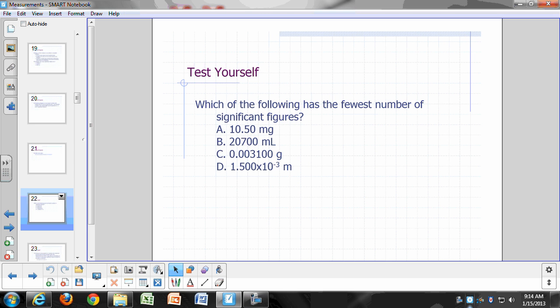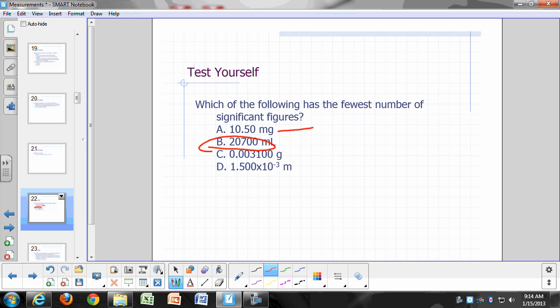So here's a question. Which of the following has the fewest number of significant figures? 10.50, 20,700 milliliters, 0.003100, or 1.500 times 10 to the negative third. Well, the correct answer is B.